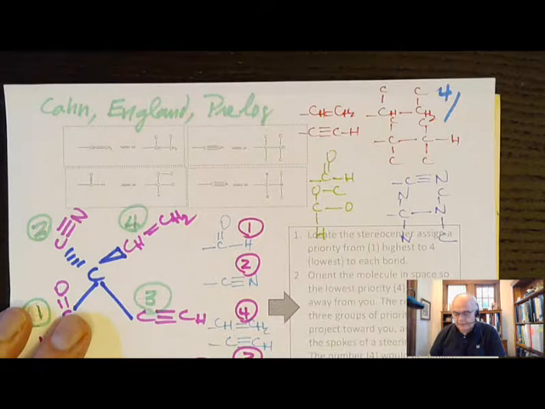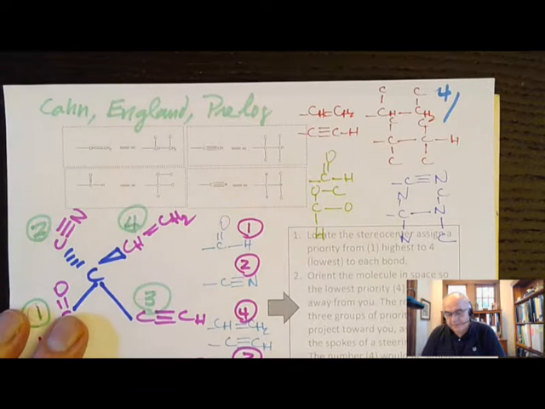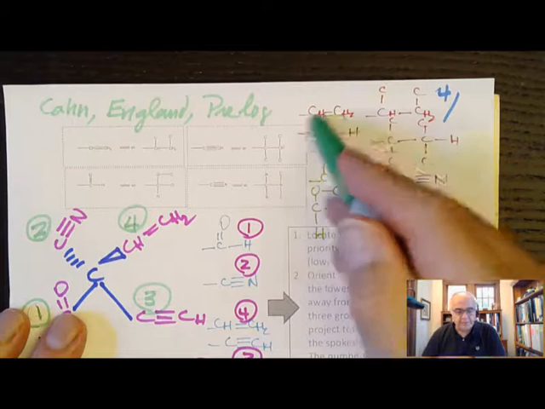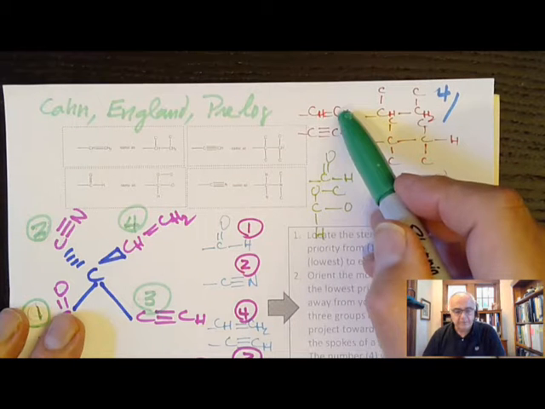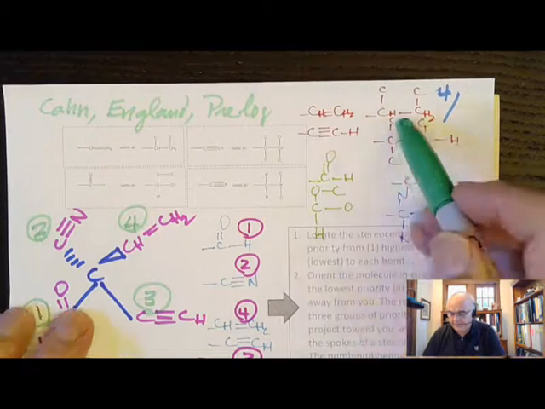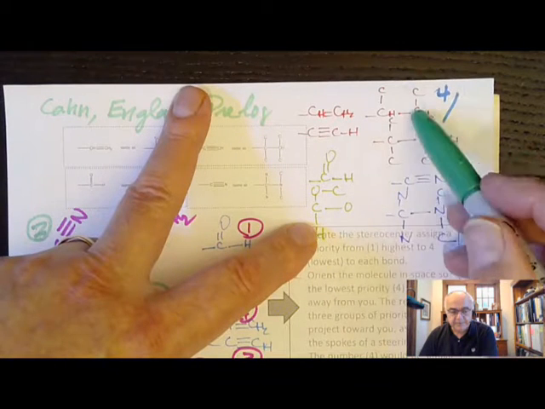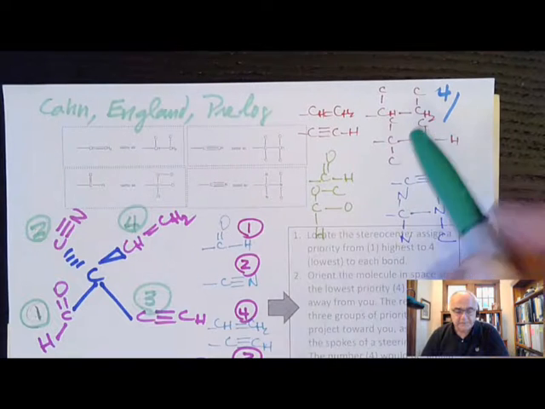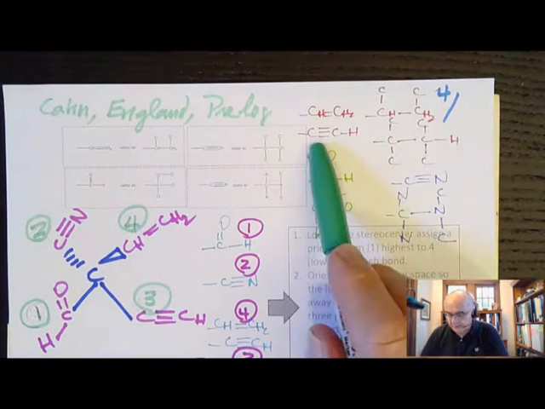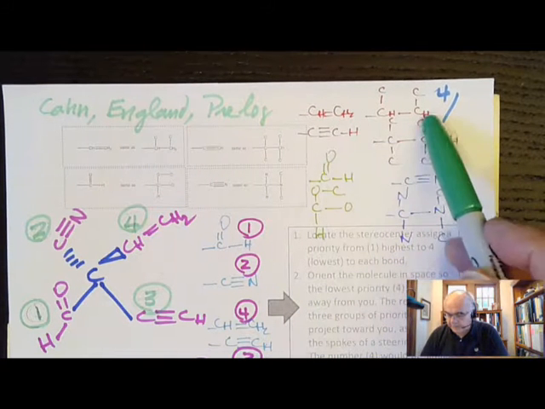Now if we have a double bond or a triple bond to a carbon, again for a double bond we count it twice. So this carbon-carbon double bond is counted as carbon, carbon, carbon, carbon. That's what the priority is. Now if I have a triple bond, we count it 3 times: carbon, carbon, carbon, carbon, carbon, carbon.